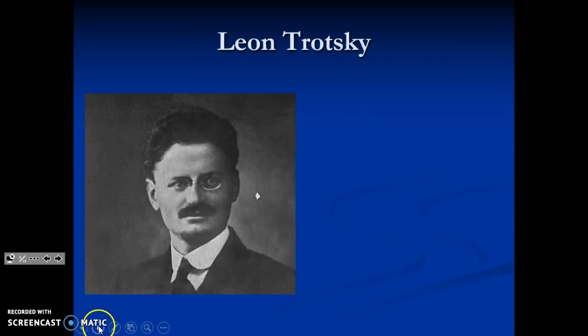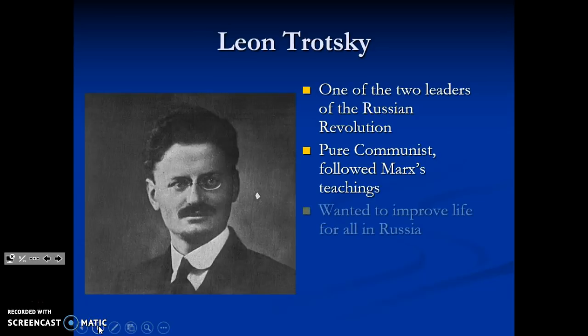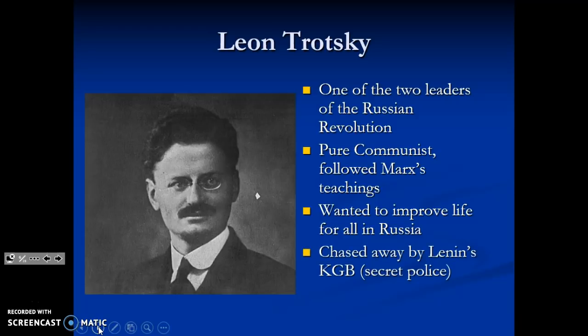Leon Trotsky was one of the two leaders of the Russian Revolution. He was a pure communist. He thought that they should be following Marx's teachings exactly, not straying from those original ideas. And he wanted to improve life for everybody in Russia. But Trotsky was chased away by Lenin's KGB, which is the secret police. So that kind of stricter following of Marx's teachings did not end up happening the way that Trotsky envisioned it.